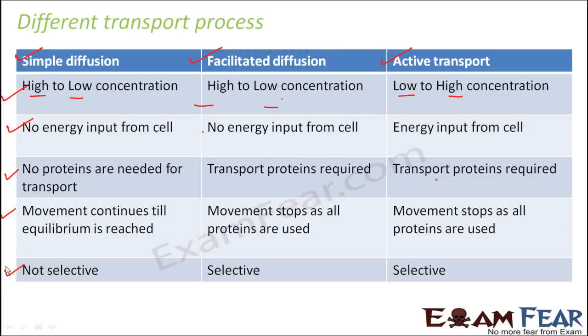Simple diffusion is not selective. It is not that some particles are allowed and some particles are not allowed, nothing like that. Whereas facilitated diffusion and active transport are very selective in nature. That means the transport protein or the carrier protein will carry only specific types of particles and not all particles. So this was a quick comparison between the different transport processes which we have discussed so far.